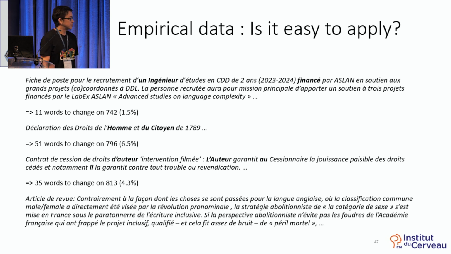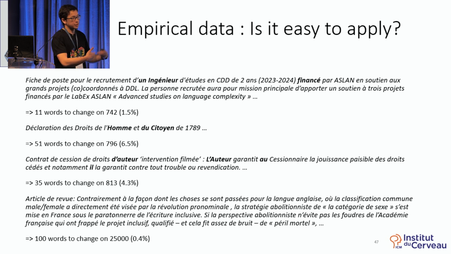Finally, this is more of a biased example, but I thought it was funny. If you take a journal article that talks about gender, within 25,000 words you had hundreds to change. But this is of course a biased example, because the article is already talking about gender, so the authors were most likely aware of that and were trying to pay attention to it. So this is to give you an idea. Of course, it's not exhaustive.